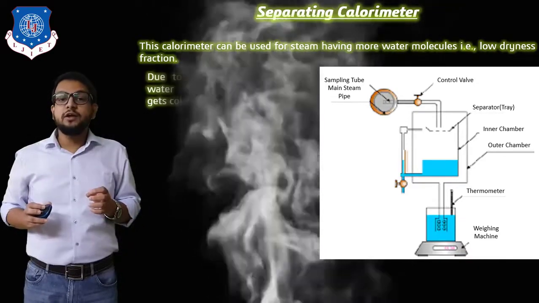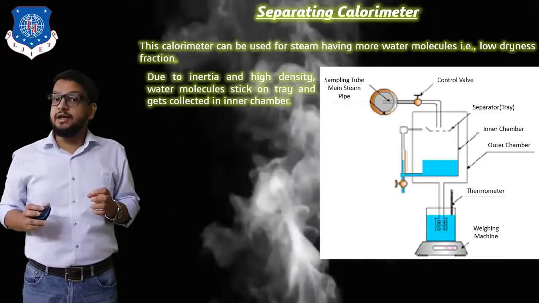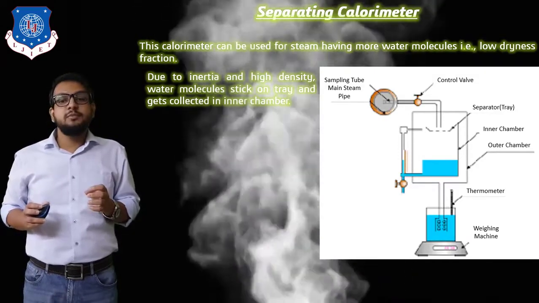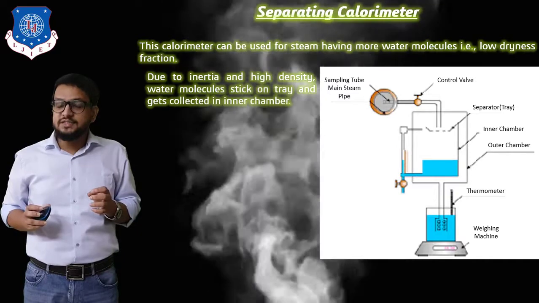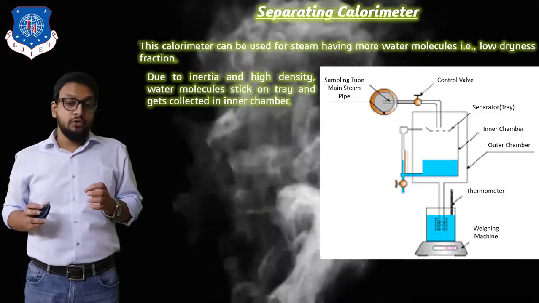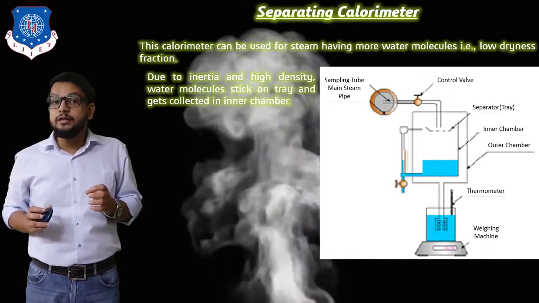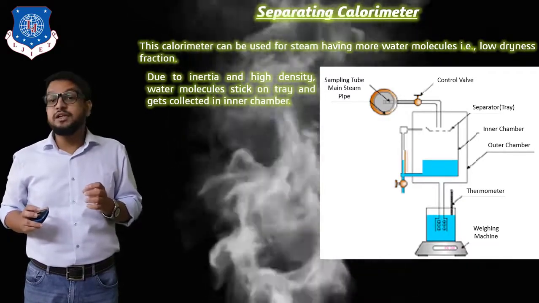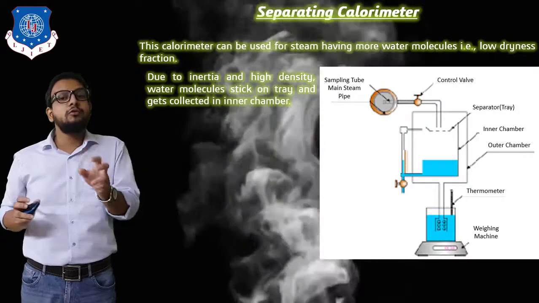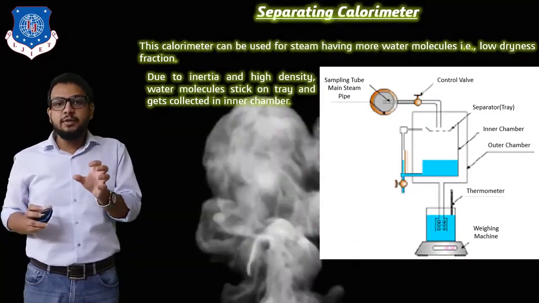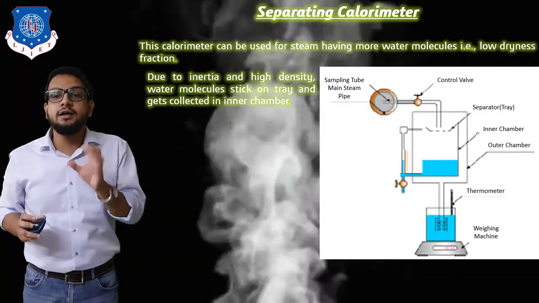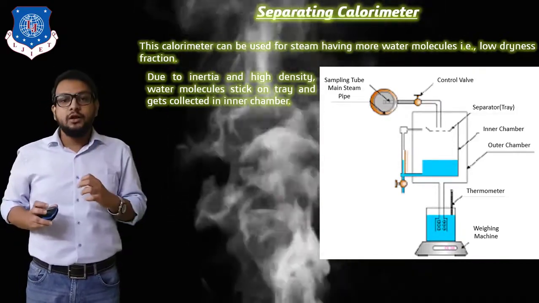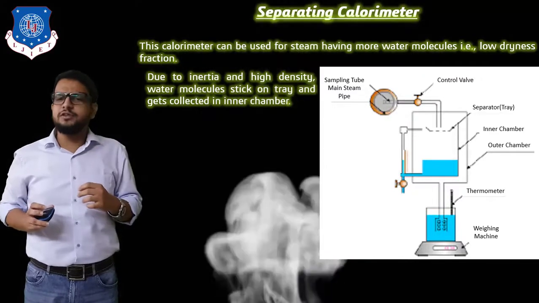Now remember, there is one condition to use a separating calorimeter: it can only be used when steam has more water molecules, that is, a low dryness fraction. Whereas in the case of a throttling calorimeter the condition was that minimum water molecules should be present in wet steam, that is, a high dryness fraction. So this is totally reverse. For using a separating calorimeter it is required that the water content should be more in wet steam. Now how it's going to work, let's see the working of this calorimeter.